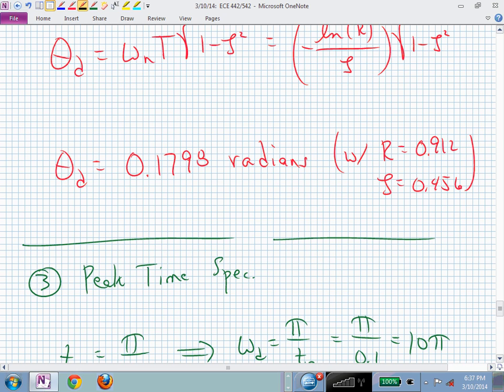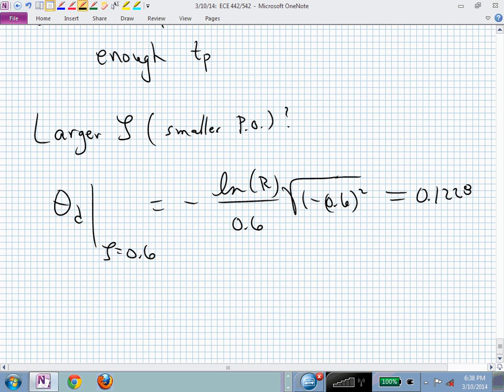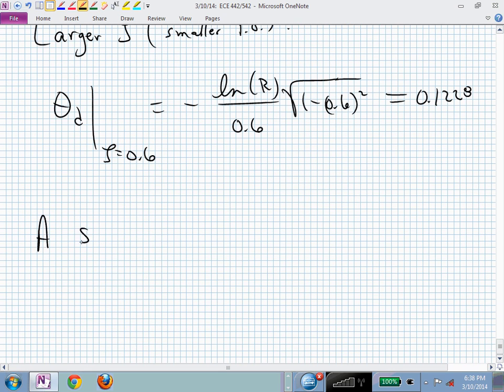So we're moving in the wrong direction if we try to meet the design specs by making our percent overshoot less. That's going to cause us to slow down instead of speed up, essentially. So that's not going to work. So a smaller percent overshoot did not seem to help. Which constraint should we tighten?